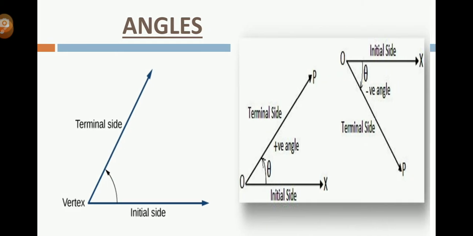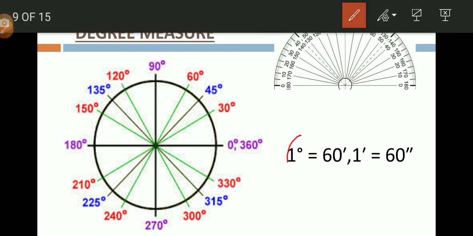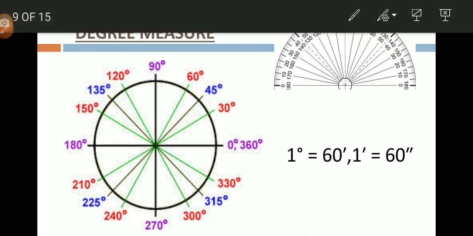Let's move on to the degree measure. Degree is usually denoted by a small circle. A full rotation is 2 pi radian.